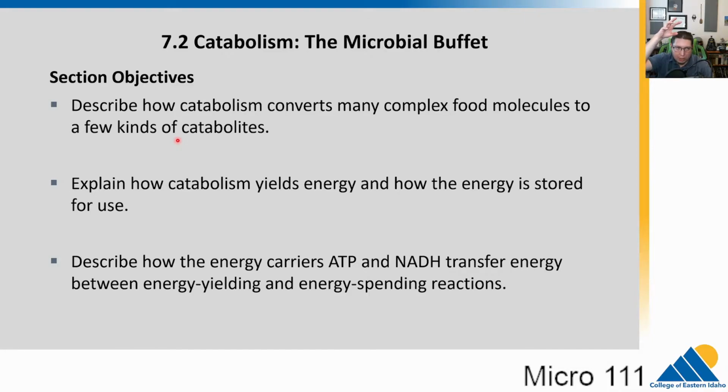So you're converting complex molecules into smaller things and in the process releasing energy, which needs to be stored in some intermediates because we're going to then take that energy and build things with that. So we're going to talk about two molecules that are energy carriers. This molecule called ATP, adenosine triphosphate, which we've talked about, and another one called NADH, which is going to help transfer energy from energy-producing reactions and transfer that energy to energy-spending reactions that are going to build new molecules.